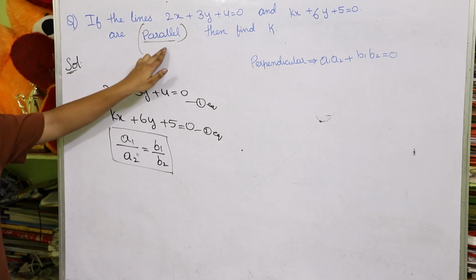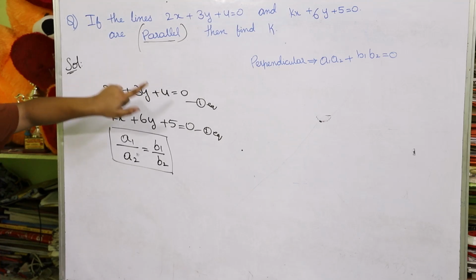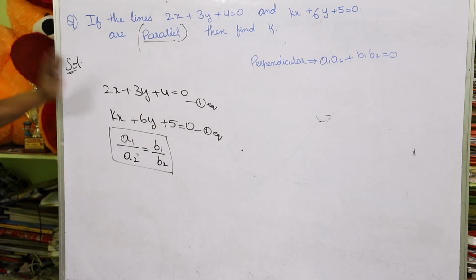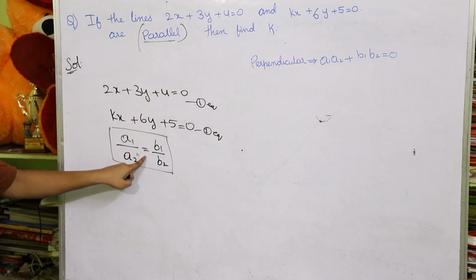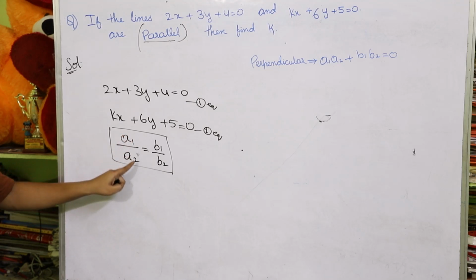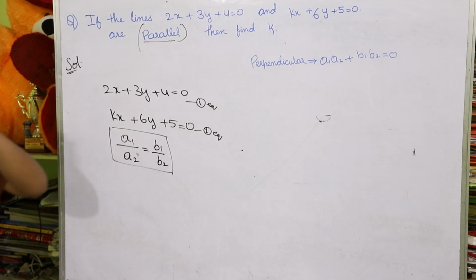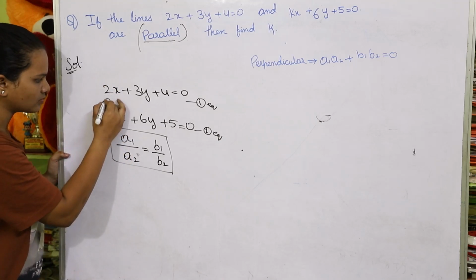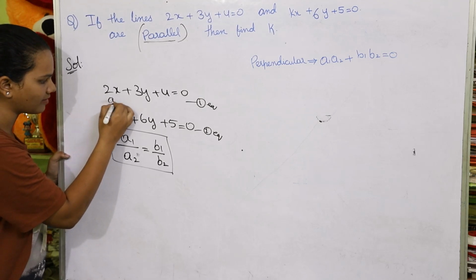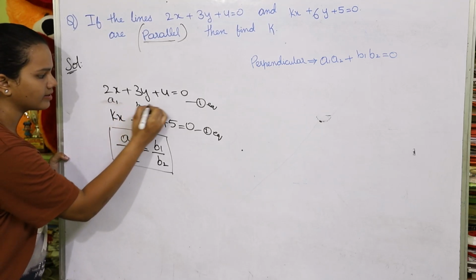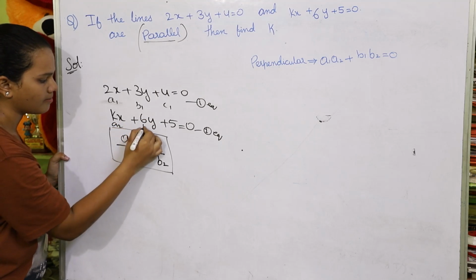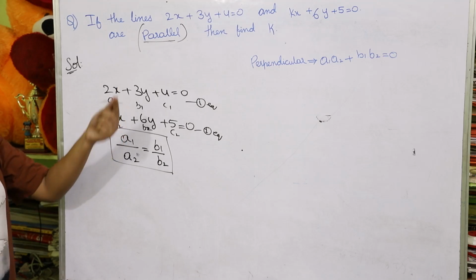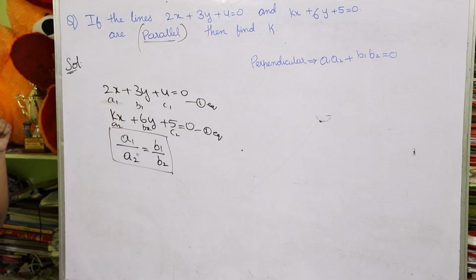If they ask that these lines are parallel, then find out the value of k, s, t, a, b, c, d, immediately you apply this formula: a1 by a2 is equal to b1 by b2. Okay. Now just write it down. Here I am going to write as it is, where we know the a1 value. I am not going to list out the values here: a1, b1, c1, a2, b2, c2. We know the values, right? Now what do you do? Substitute these values over here.